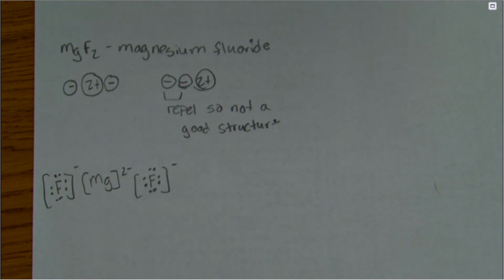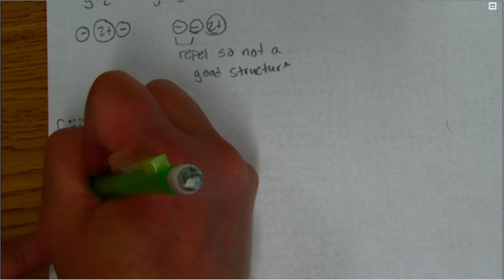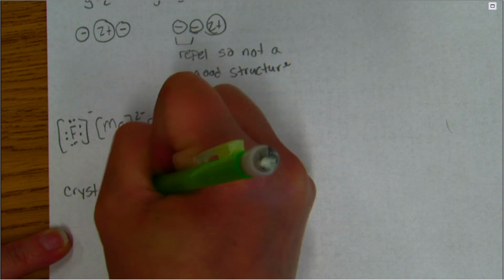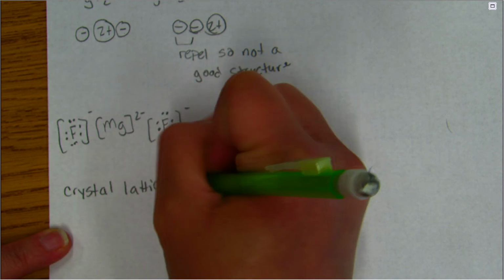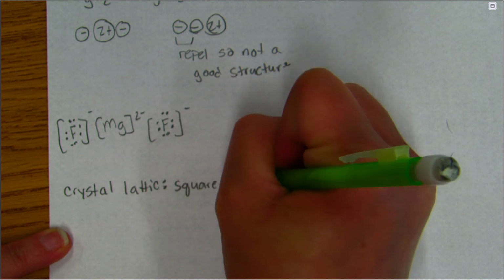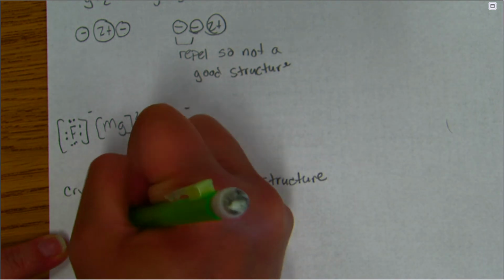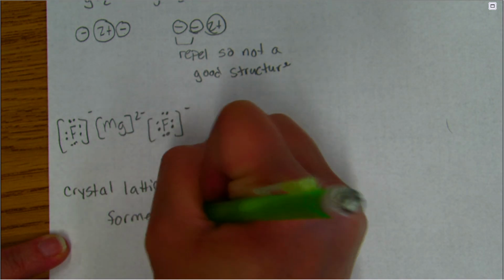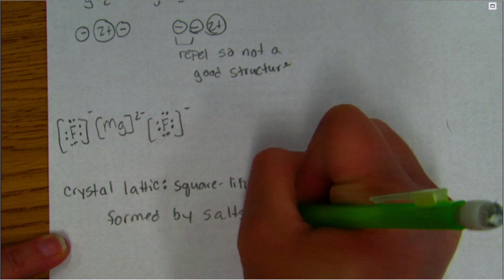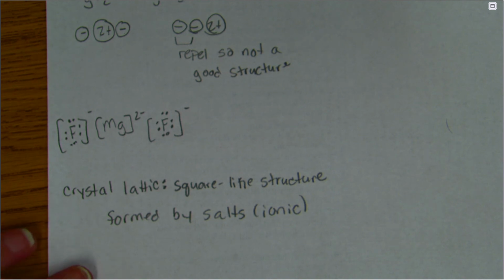Now, it's important to note that ionic compounds are going to form a crystal lattice, which is a square-like structure and it is formed by salts. And we know that salts are ionic compounds. Any ionic compound we call a salt. All right, so a crystal lattice is a square-like structure, and it is a 3D concept.